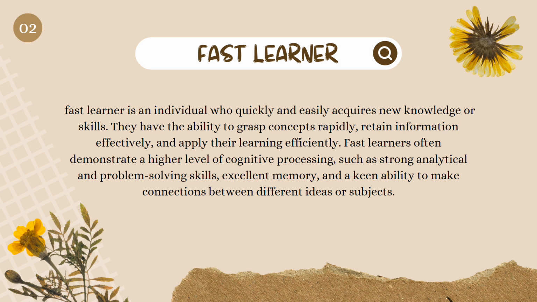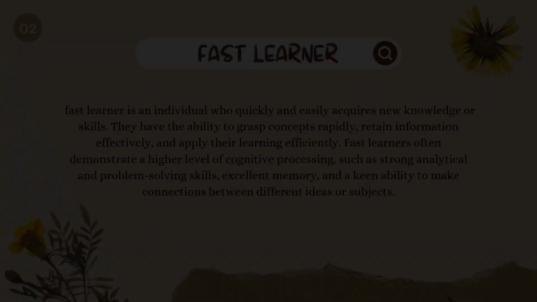And then the next material is fast learner. What is a fast learner? A fast learner is an individual who quickly and easily acquires new knowledge or skills. They have the ability to grasp concepts rapidly, retain information effectively, and apply their learning efficiently. Fast learners often demonstrate a higher level of cognitive processing, such as strong analytical and problem-solving skills, excellent memory, and a keen ability to make connections between different ideas or subjects.